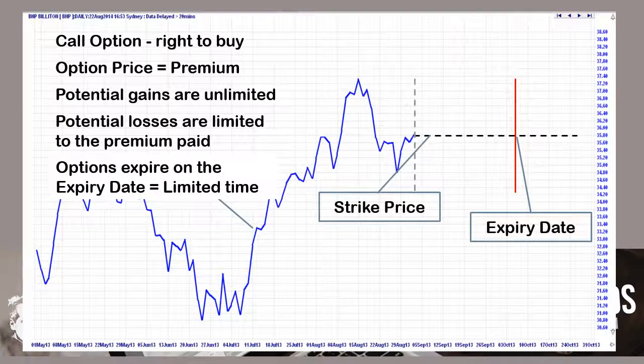Options expire on the expiry date here at the red line. So it's important to note that there is an expiry day looming. So you always have limited time to act and to take profits or to do something with an option. This relationship between options and time and the expiry day is a very, very important one, and we will be spending quite a lot more time learning about that.